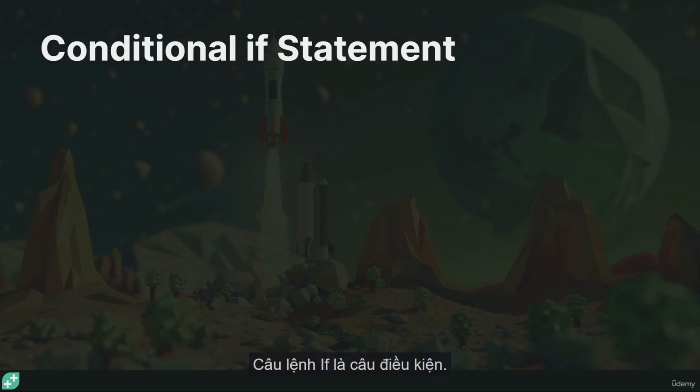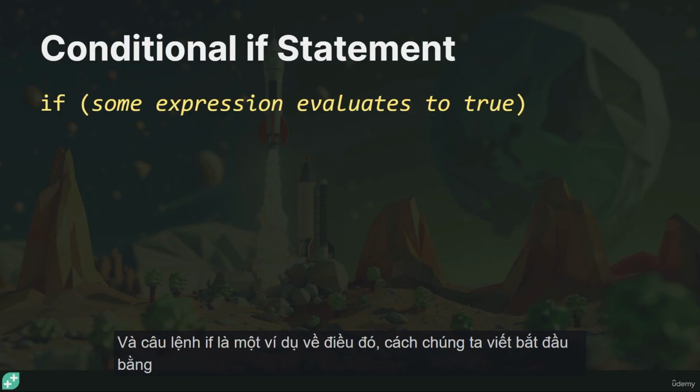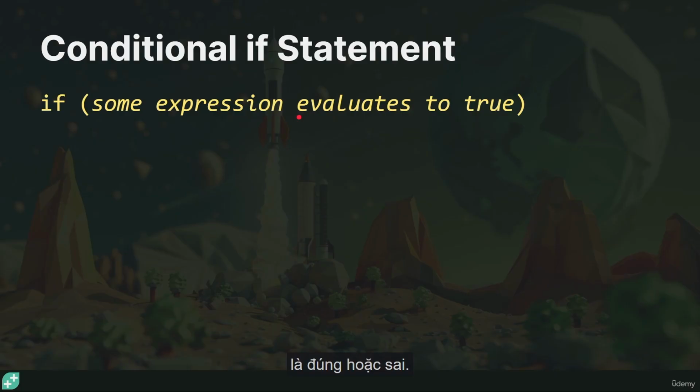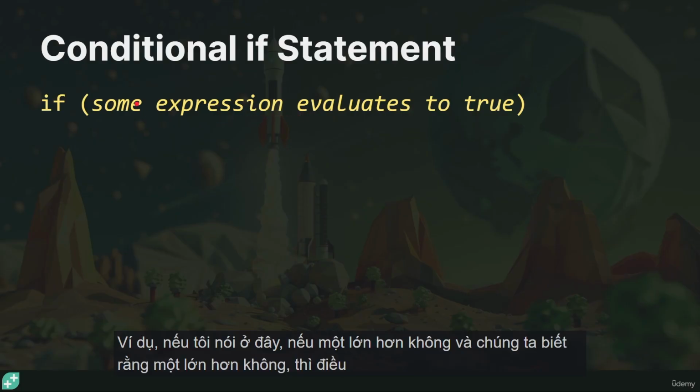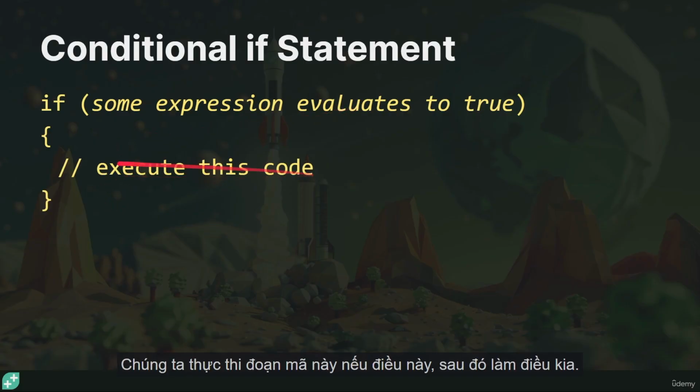If statements are a conditional. A conditional is if a certain condition is met, then something happens. And if statements are an example of that. The way we write that is starting off with the keyword if, and then open and close parentheses. Within our parentheses, we're stating the thing that needs to evaluate to either true or false. For example, if I was to say in here, if 1 is greater than 0, and we know that 1 is greater than 0, so that would resolve as true. If it evaluates to true, then we do whatever is in the code block. We execute this code. If this thing, then do that thing.